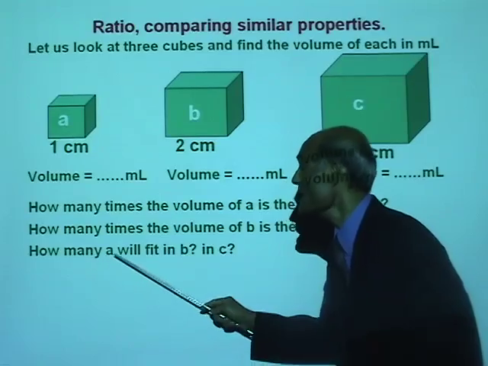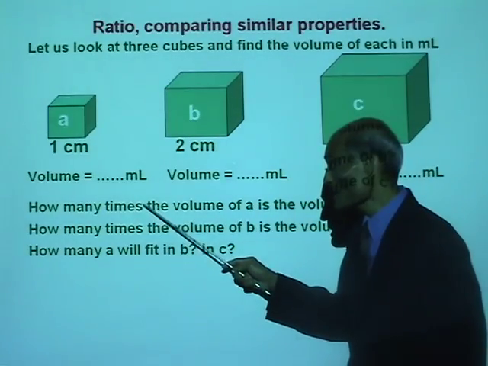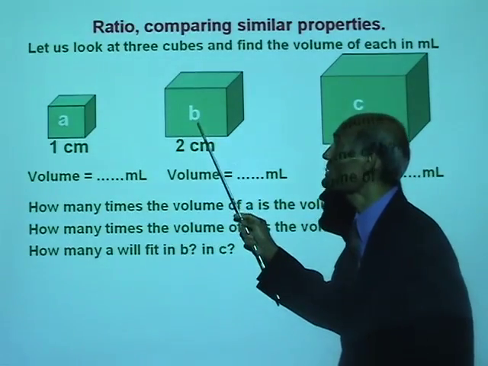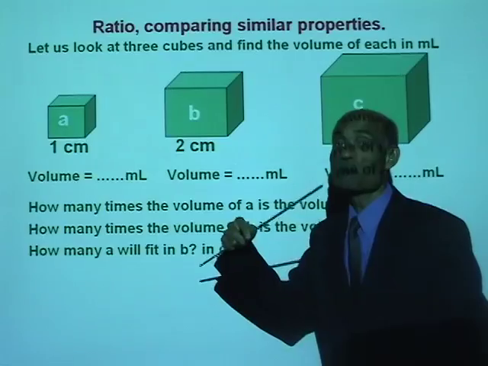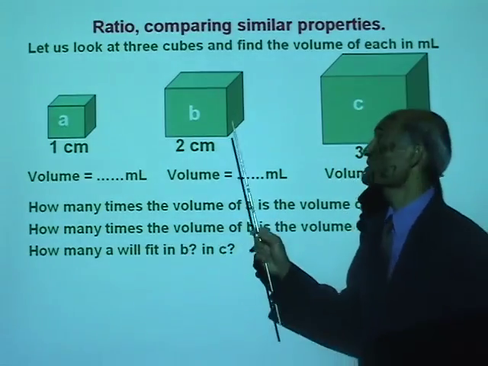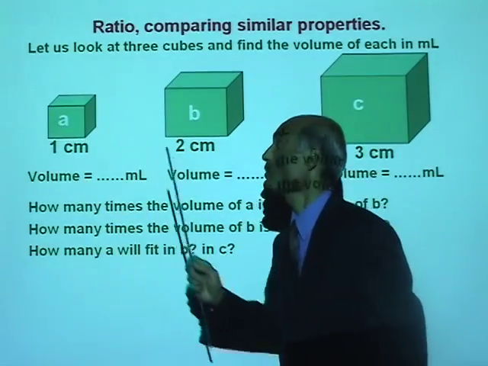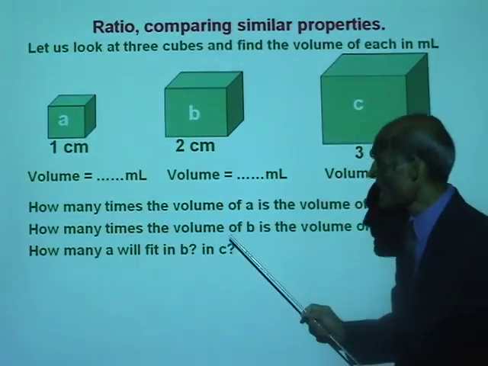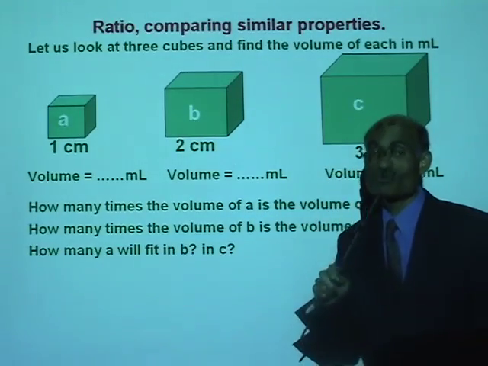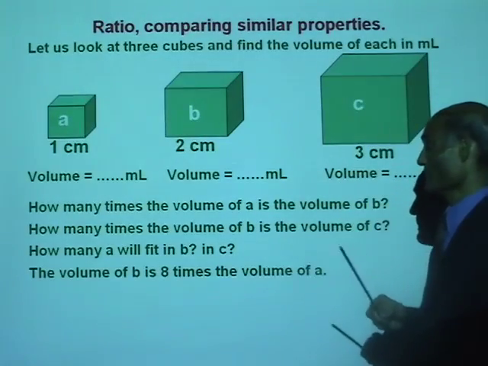How many A will fit in B? Well, that is the same as the answer here. Is that right? The number of A's that will fit in B is the number of times B is bigger than A. That is the ratio, the volume of B divided by the volume of A. And how many A's will fit in C? I want you to write down all those and keep it as a Word document.